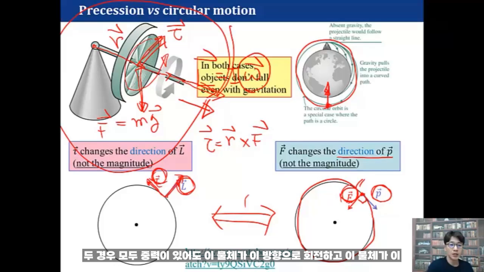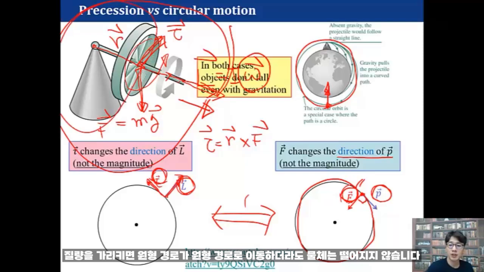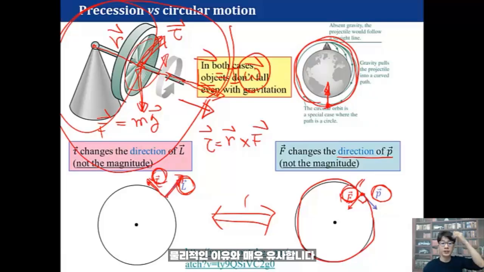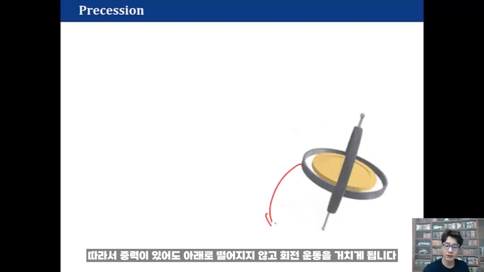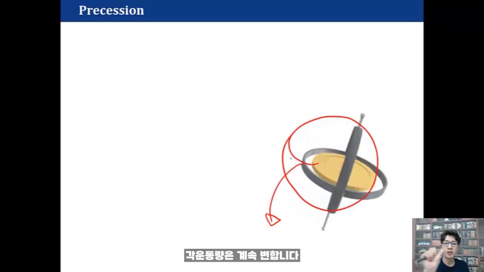This object rotates in this direction, and this mass goes through a circular path. Very similar physical reason. This is precession. So it doesn't fall, even if there's a gravitational force, but instead it goes through some rotational motion. The angular momentum keeps changing.